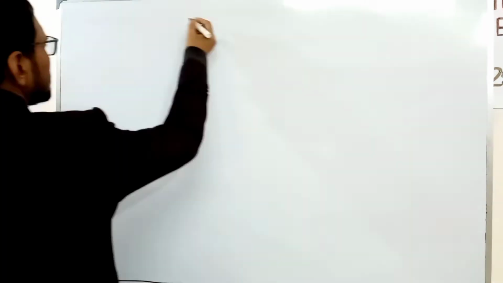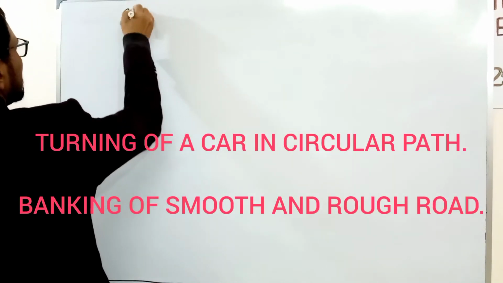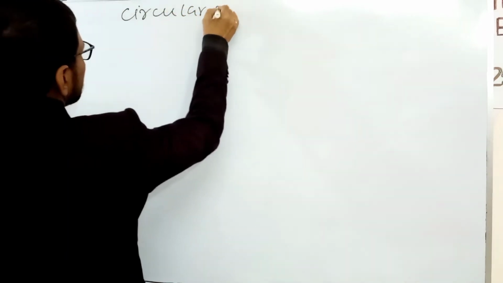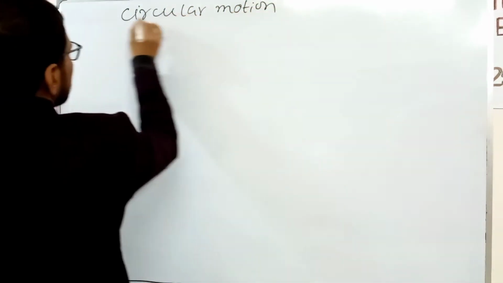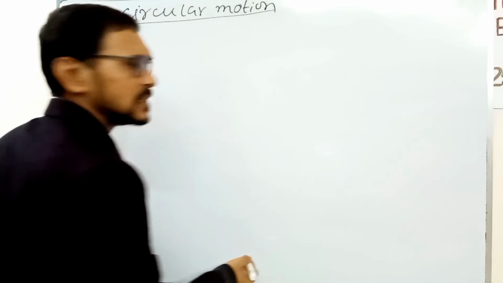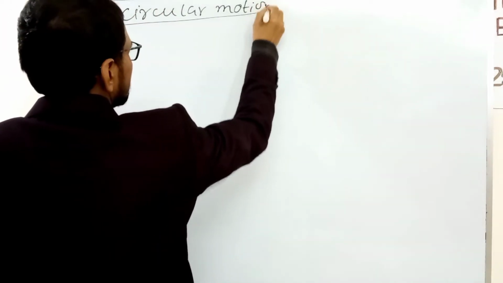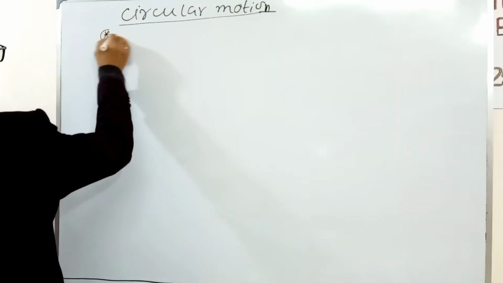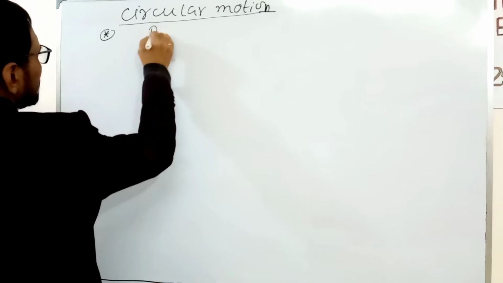Today in this class, I'll teach you the turning of a car in a circular path, that is, circular turning of a car. The main topics are banking of a smooth road and banking of a rough road. So today's topic is circular motion.